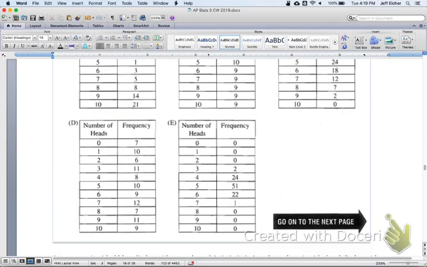Let's quickly check out some of these guys. D is kind of weird looking too. D, you have this kind of pattern here. I'm not sure what would make a pattern like that with flipping a coin. So that doesn't look like a good option.